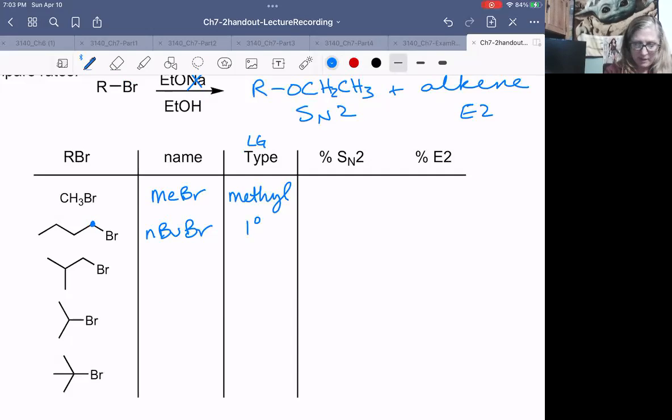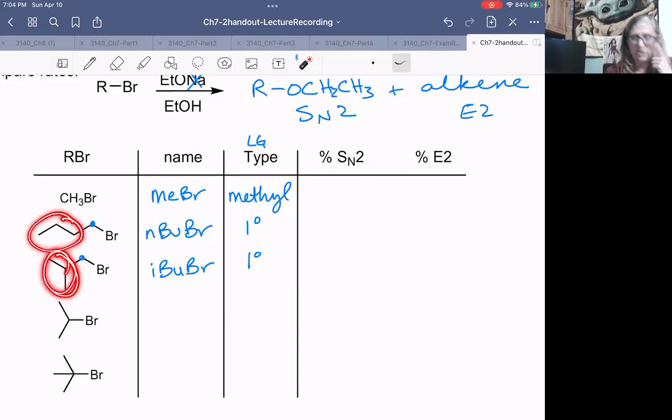Okay, how about our next one? Now we have a branched 3-carbon chain and another CH2, which is described as the isobutyl group. So IBu is a way to abbreviate isobutyl, and this is isobutyl bromide. This is still a primary leaving group, with just one group attached. But now instead of a straight chain, I have a branched chain. So we're going to see if that affects the rate at all.